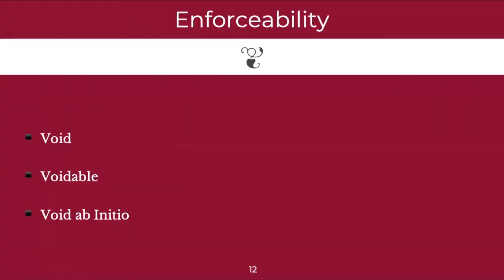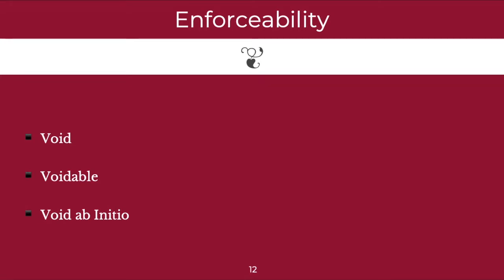Let us now look at enforceability. Now, enforceability basically means that this contract is one where you could approach a court in case things go wrong. And if you can approach a court, then this contract will be said to be enforceable.